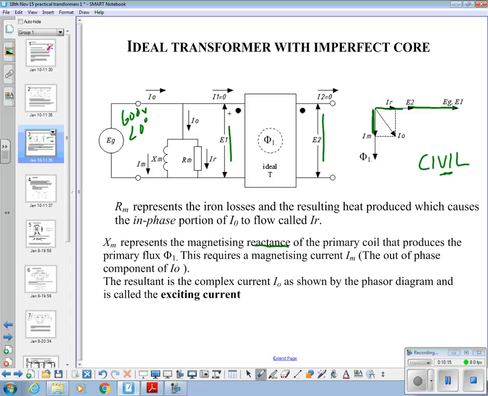The resultant, this one in there, IO, is a complex current made up of these two currents, IM and IR. Okay, and that's what's often called the exciting current. It excites the transformer, gets it working, if you like. That's the meaning of the word there. Not that it's an exciting current, but it's the exciting current, the one that will flow regardless of load. Are you all okay with that so far? Danny? Yeah?